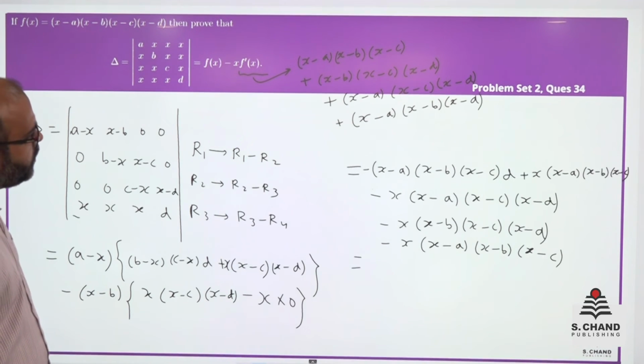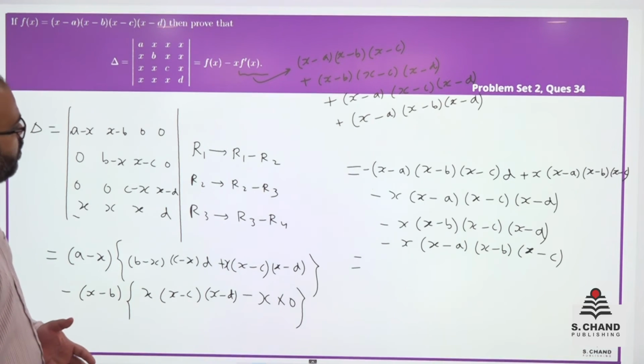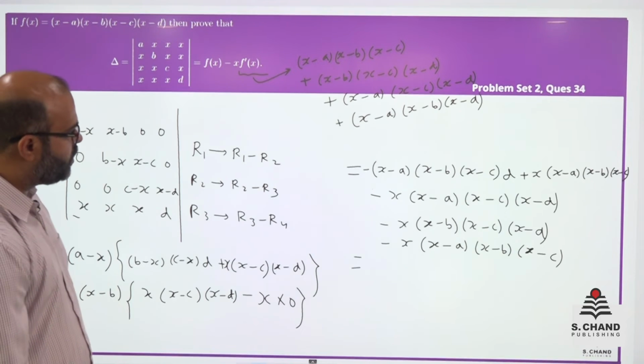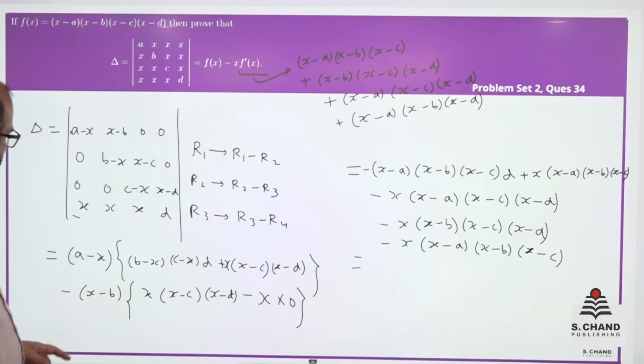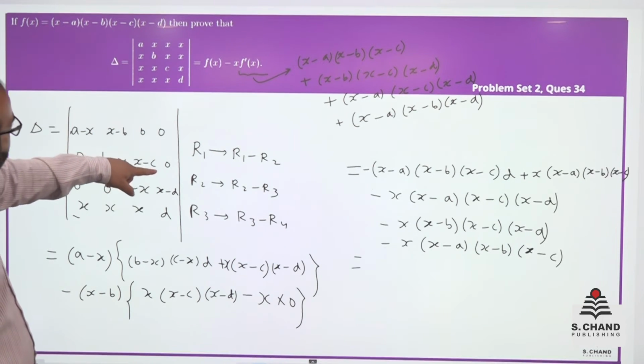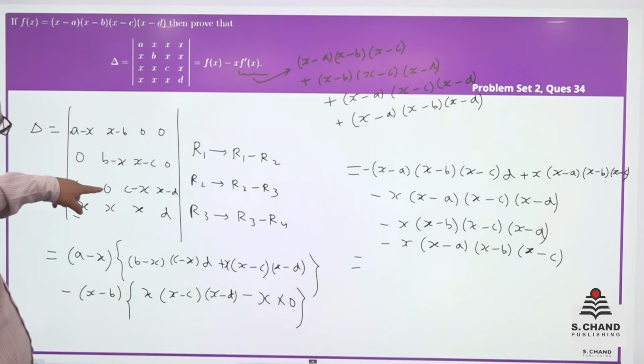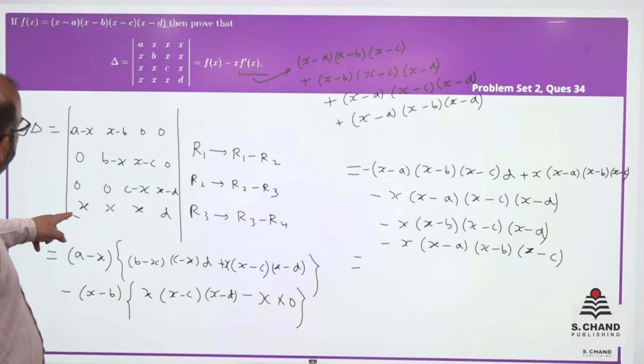Because this will give you x minus a, x minus b, x minus c into x minus d minus x, f dash x, c a d is there, b c d is there, a b c there, and a b d should also be there. So a b d, how will you get it? Let us see calculation once more. A minus x, x minus b, 0, 0, 0, b minus x, x minus c, 0, 0, 0, c minus x, x minus d.